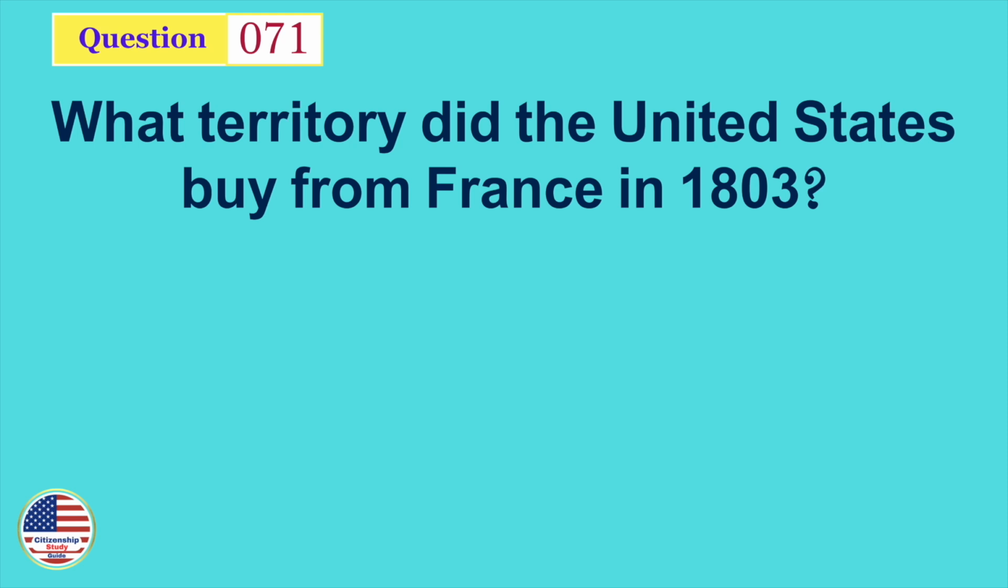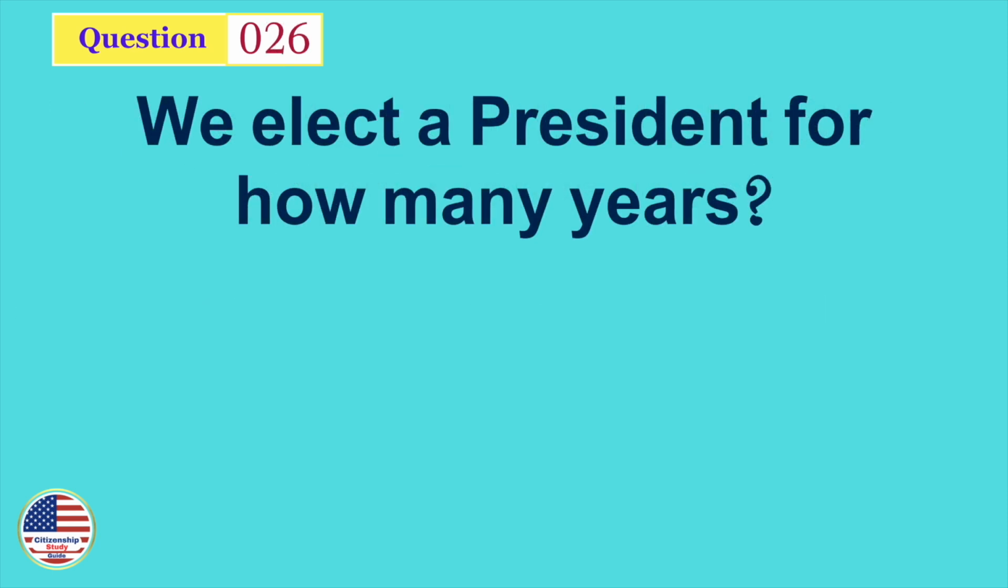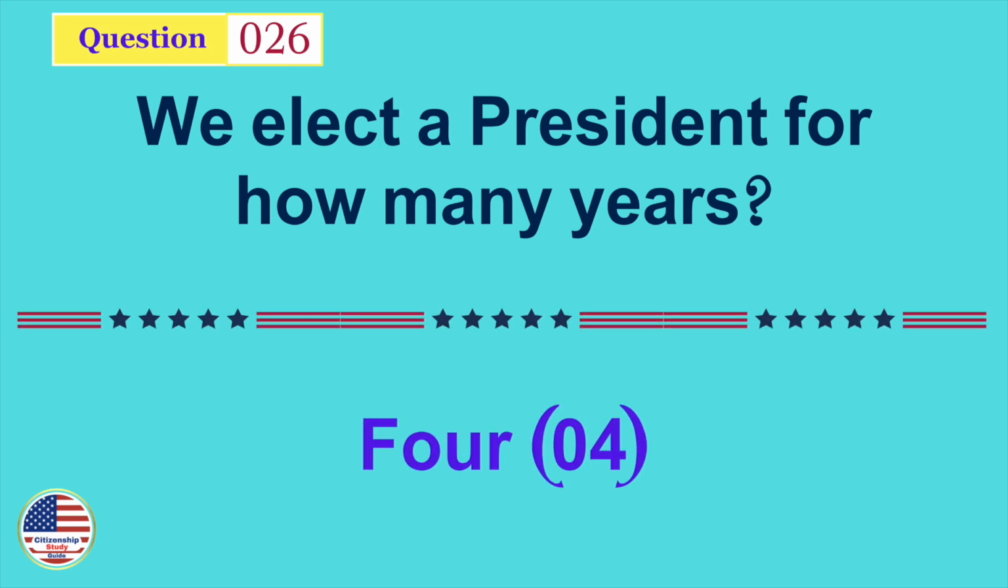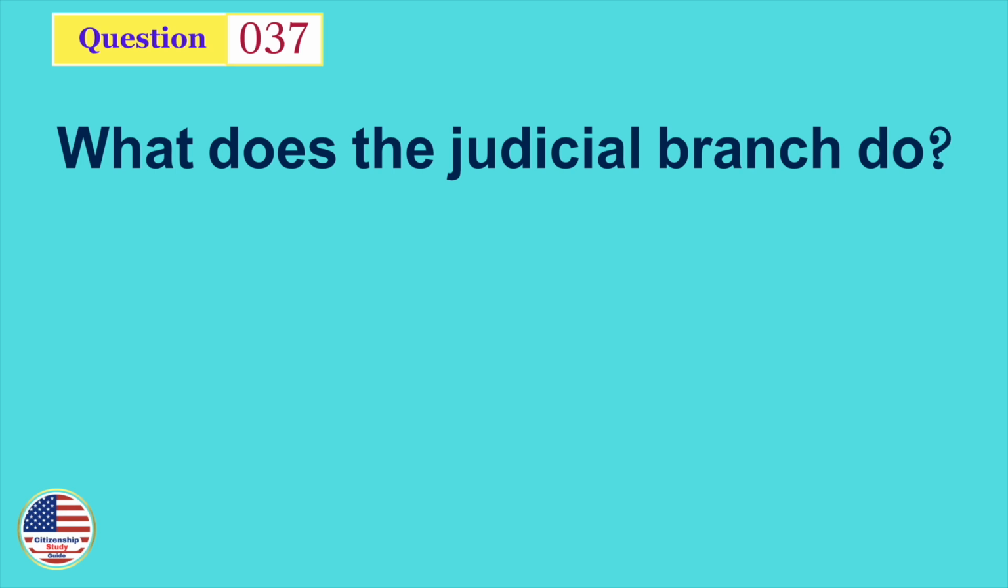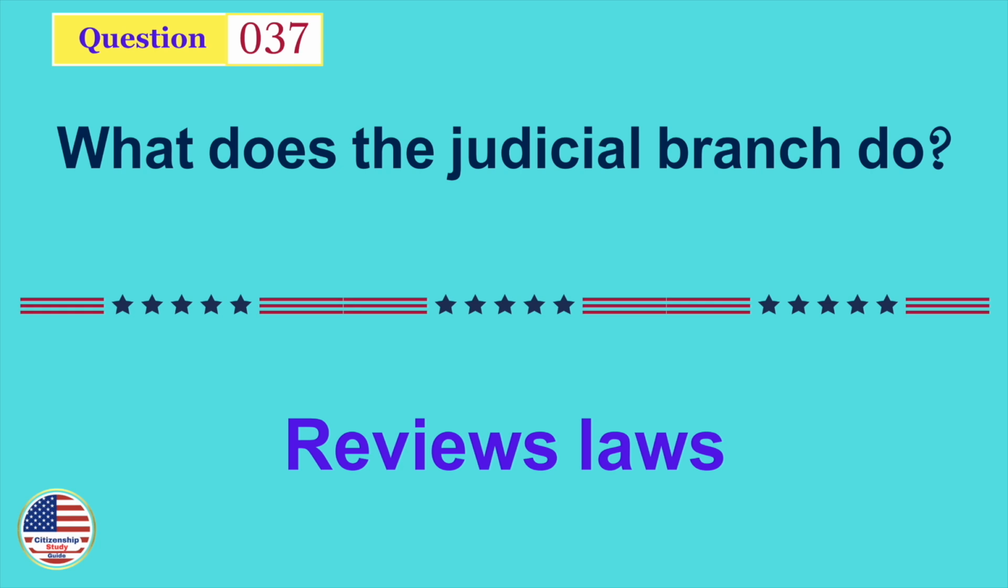What territory did the United States buy from France in 1803? The Louisiana Territory. We elect a president for how many years? Four. What does the judicial branch do? Reviews laws.